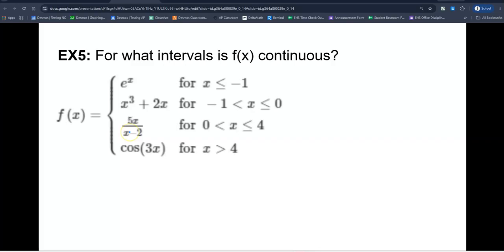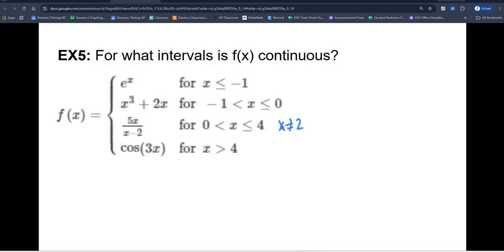So there's a discontinuity. I'm going to write that down. X cannot equal 2. That's a discontinuity. What about cosine of 3x? Is that continuous everywhere? Yes, trig functions, even with the 3 there, are going to be continuous everywhere. So we got one discontinuity at 2 because of the equation, but the rest of the equations are continuous.